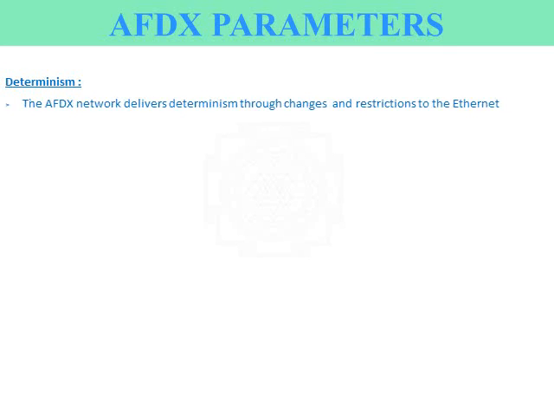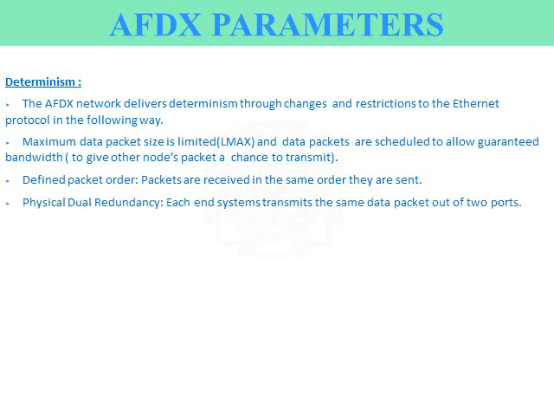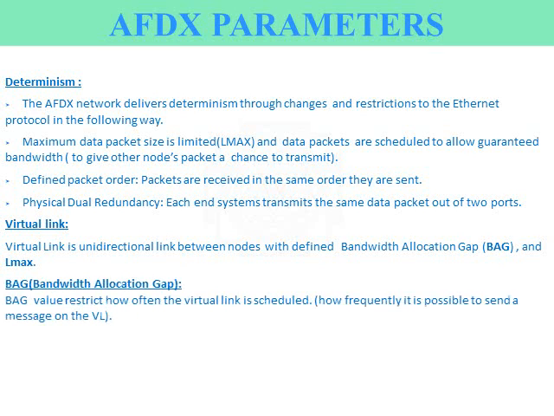Determinism. The AFDX network delivers determinism through restrictions on the Ethernet. That means we define the L max, that is the maximum length of a data packet, and the order of the data packets, and it always has physical dual redundancy. Always there are two end systems in every node. Virtual links are unidirectional links with a particular bandwidth allocated to a particular end system with a particular maximum length, that is, the length of the message is also restricted or defined.